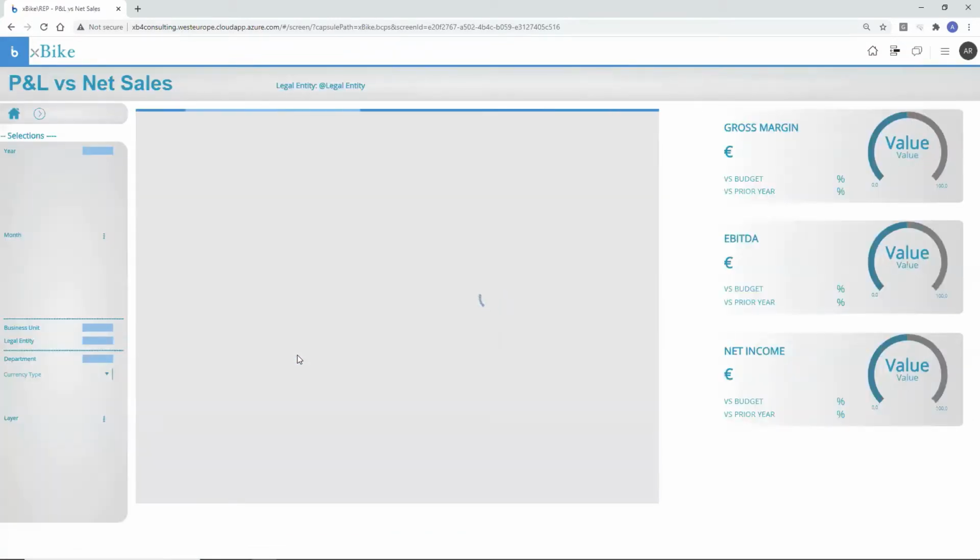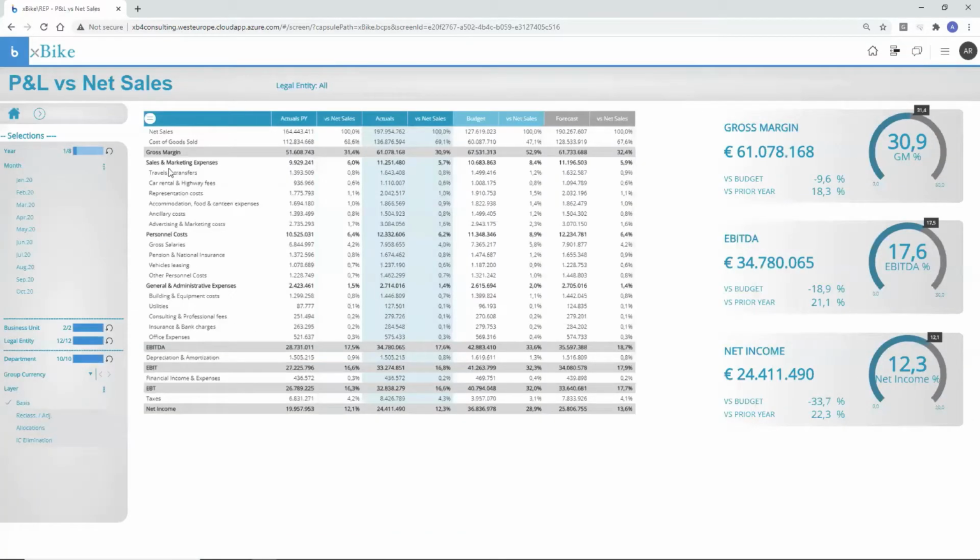What is the difference compared to the previous one? I find back the same P&L lines, actual previous year, actual budget, but in this case, I find also a column which tells me the percentage versus net sales for actual previous year, actual budget, and forecast.